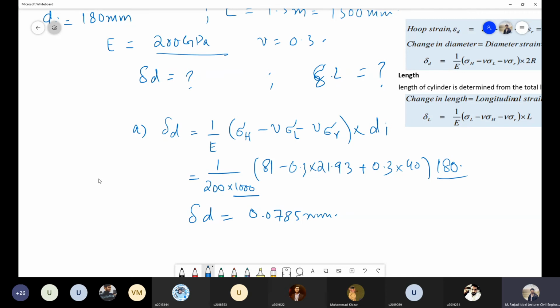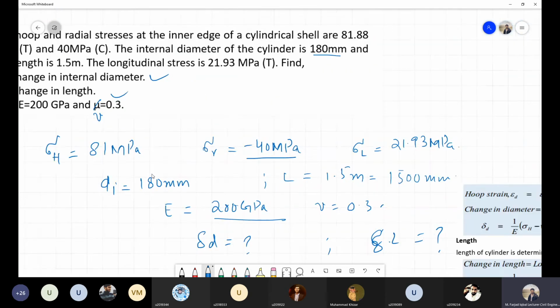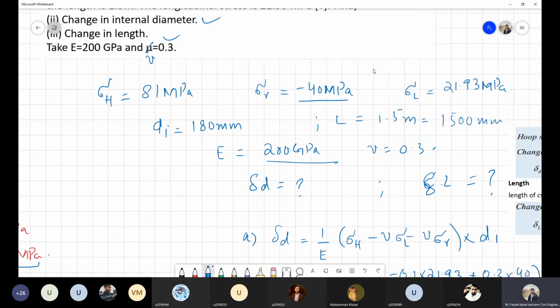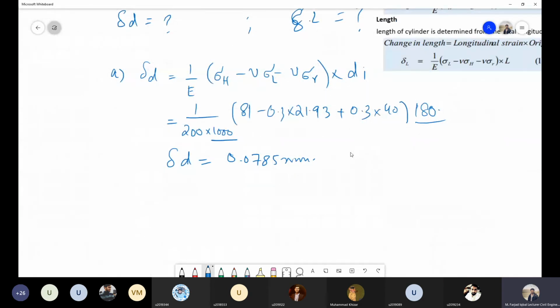If you have been given the values of the external diameter, then in that case you have to use the stresses of external edge. So you know that these stresses vary based on the radius. In that case, maybe you will be provided with external stresses, or maybe enough information will be provided to calculate the external stresses. So just be careful about these small variations.